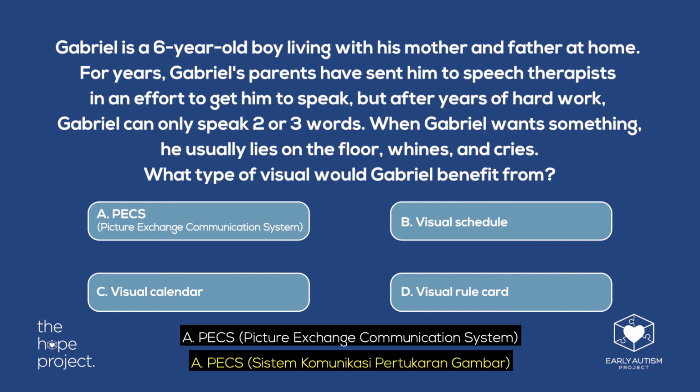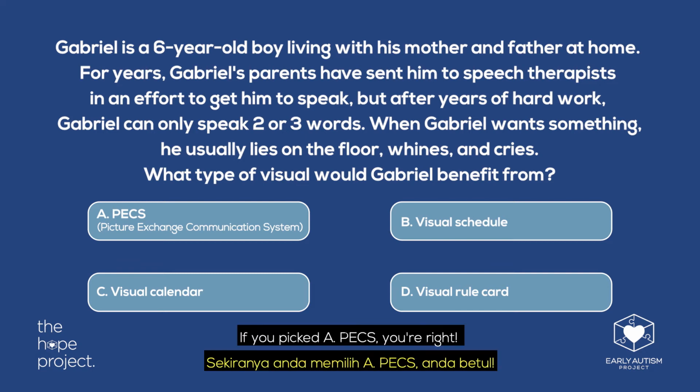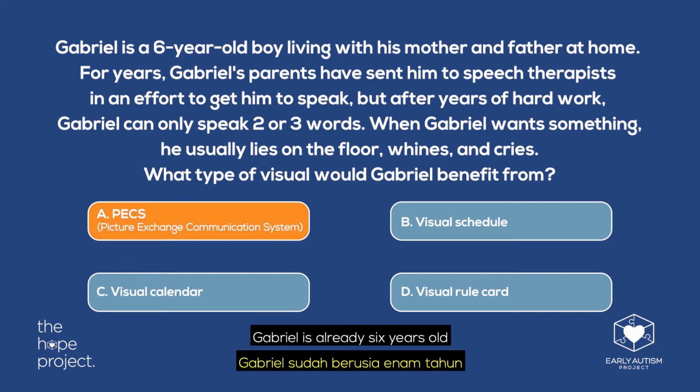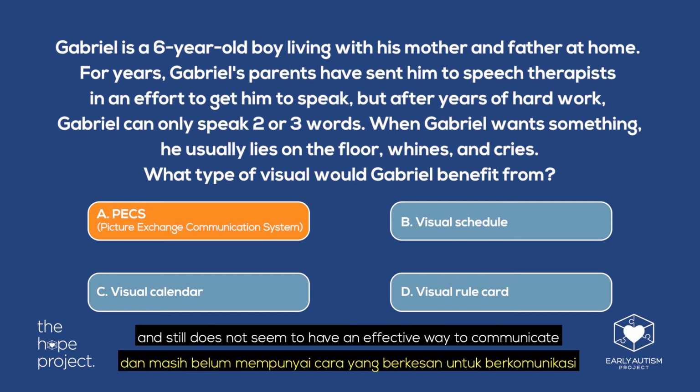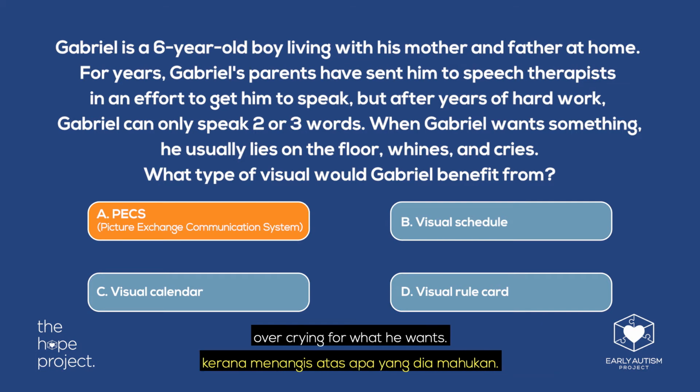A. PECS, or Picture Exchange Communication System. B. Visual schedule. C. Visual calendar. Or D. Visual rule card. If you picked A. PECS, you're right. Gabriel is already 6 years old and still does not seem to have an effective way to communicate. PECS could teach him an alternative way to communicate over crying for what he wants.